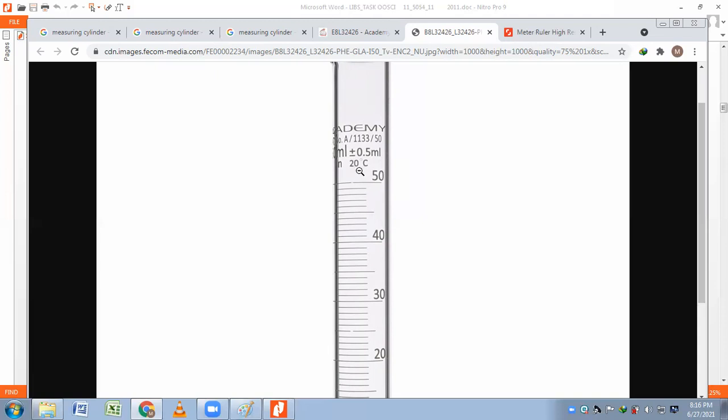But what I'm trying to consider over here is that there is a value shown here, 20 degrees Celsius. What is the significance of this temperature value? The idea is that this measuring cylinder has a fixed internal volume, and it is capable of measuring that internal volume precisely at 20 degrees Celsius.